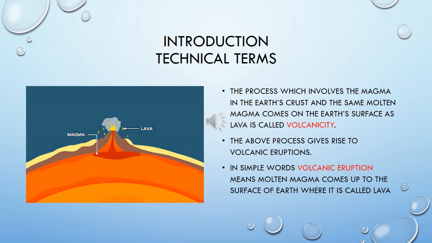In the picture I have shown a volcano and magma and lava are marked. You can see when the molten rock is inside the earth, then it is called magma, and when the same molten rock is erupted through the vent of the volcano, then it is called lava.